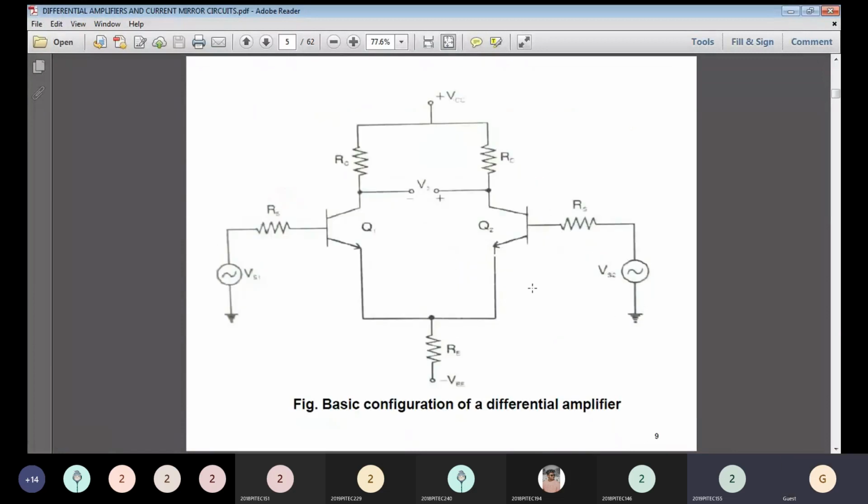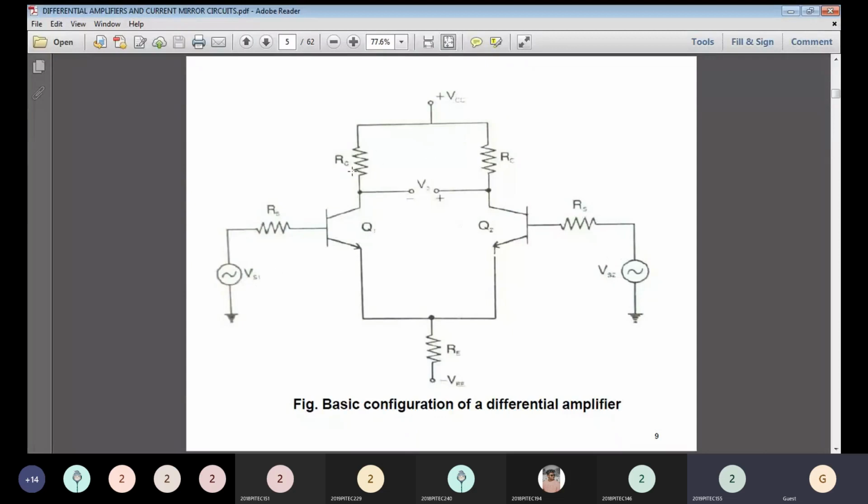For this diagram, we require two transistors for giving two inputs, Q1 and Q2, that are BJT transistors, NPN type. Here the source resistance RS is connected at the base of Q1 and the source resistance RS is connected at the base of Q2. For transistor Q1 we are feeding an input VS1, and here we are feeding a VS2 input. For biasing the circuit, we are giving an external DC supply, plus VCC.